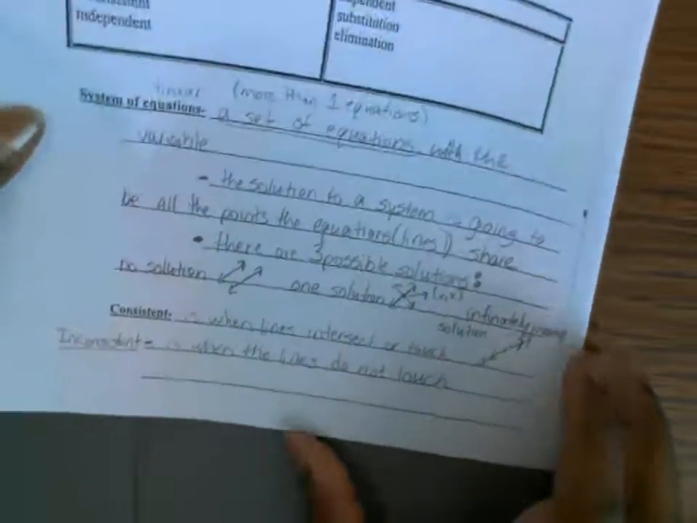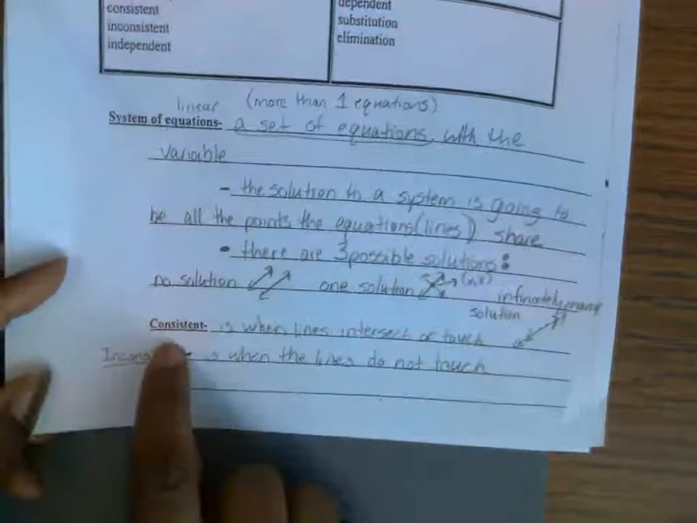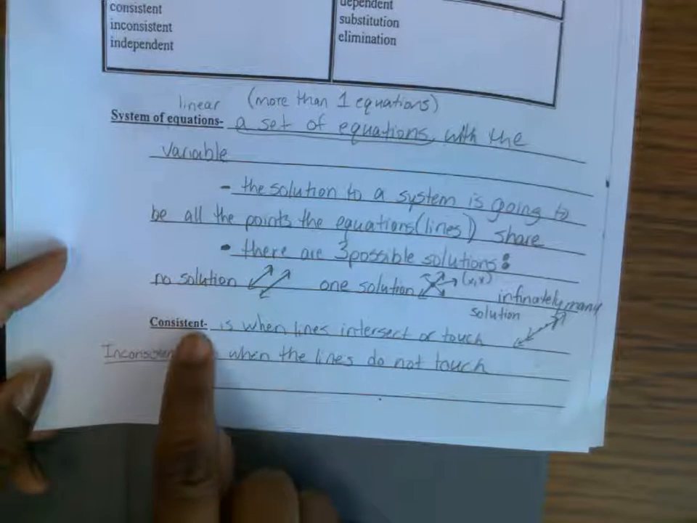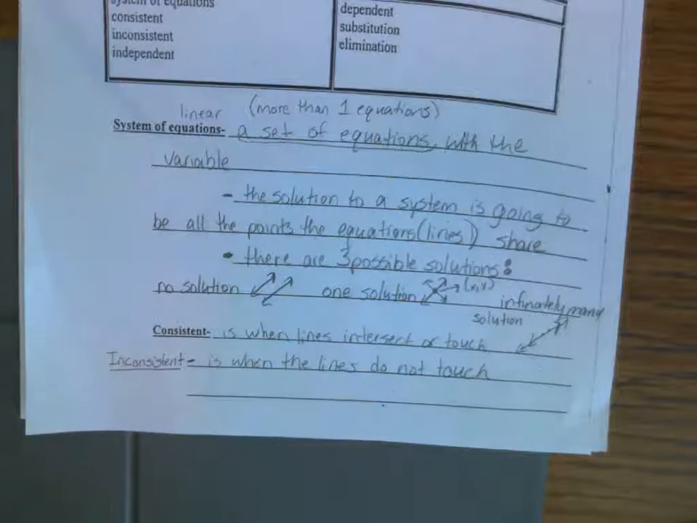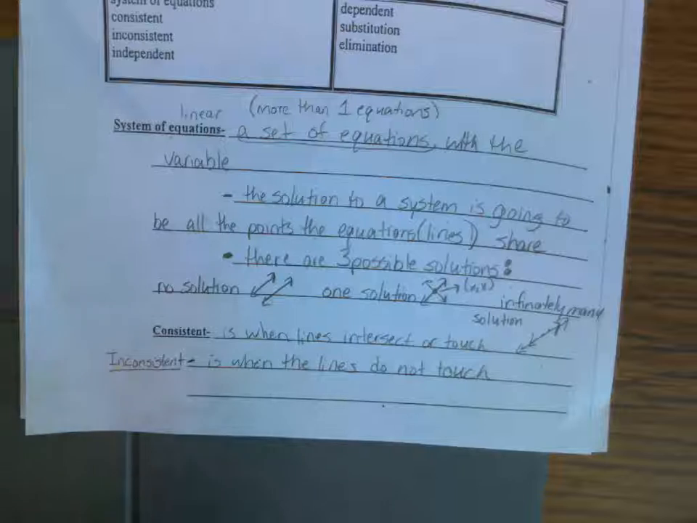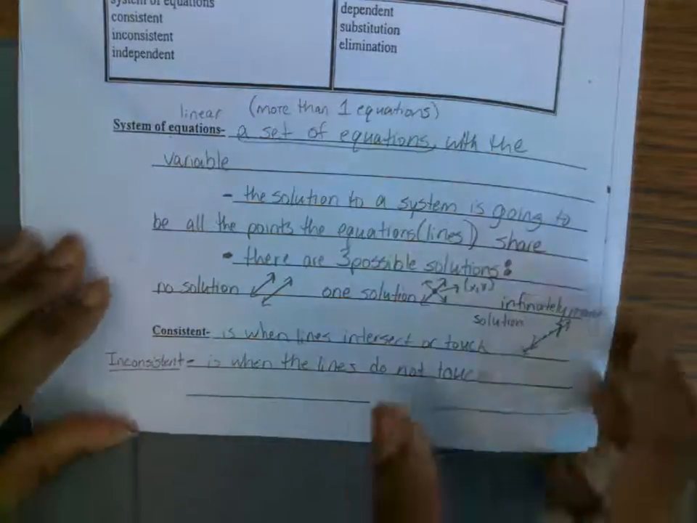Some vocabulary words, or descriptive words, that you use to describe a system: consistent. Consistent you use when the lines touch each other. They could be right on top of each other or they could cross in one place, but you say that they are consistent when they touch. If they don't touch each other, it is inconsistent. Those are vocabulary words that you use. All right.